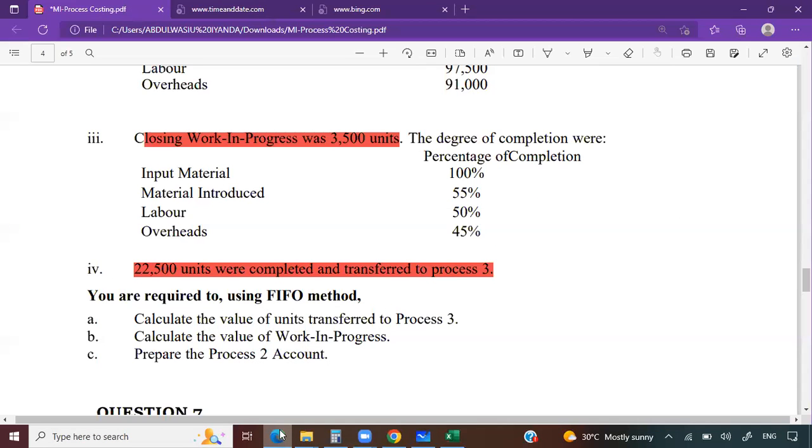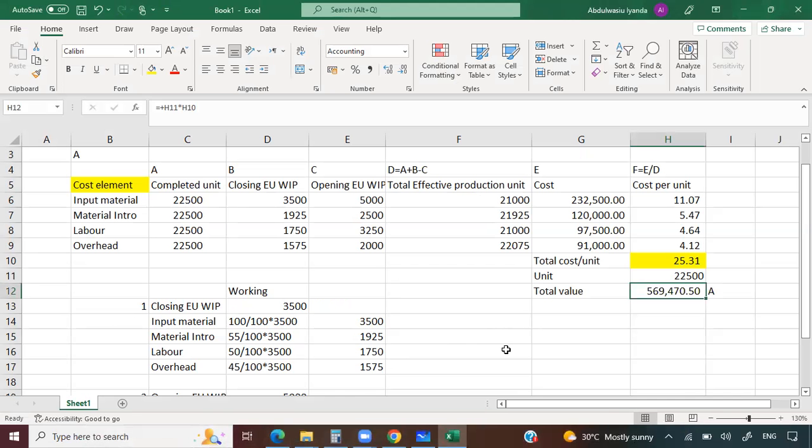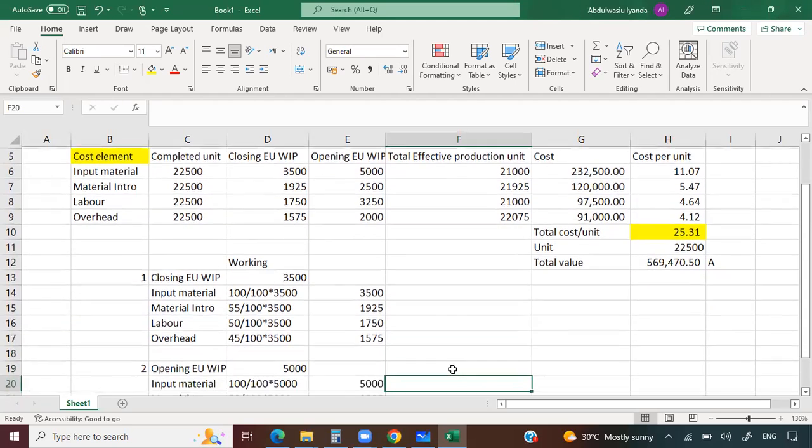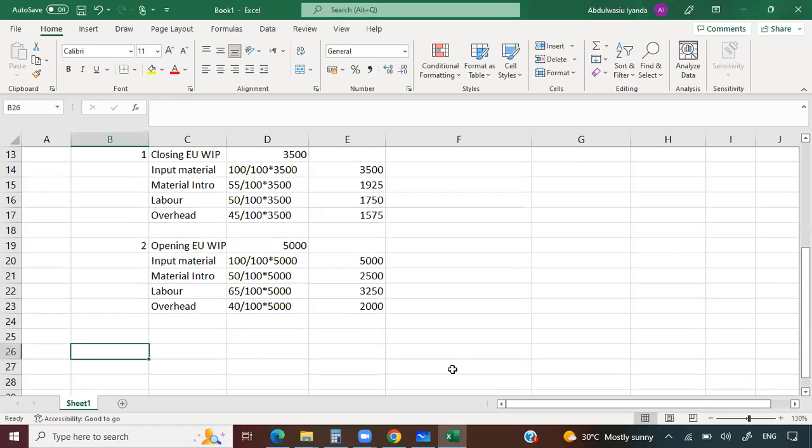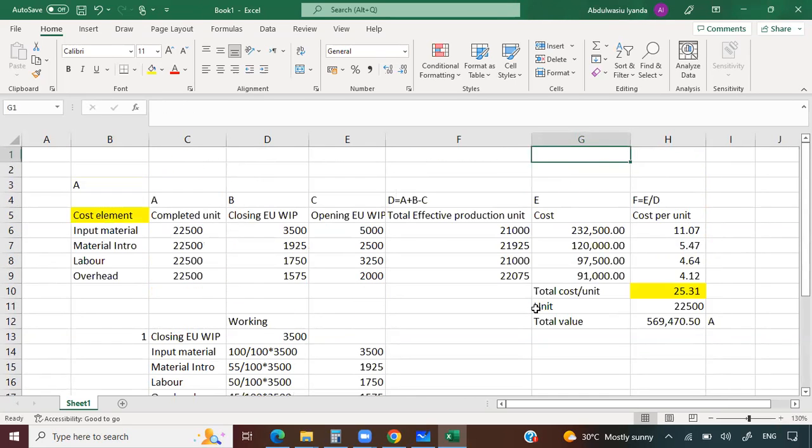Look at calculate the value of work in progress. That is requirement B now. Go ahead, please. Please, the total effective cost, what's the logic behind it? Why are you adding and subtracting the opening cost?